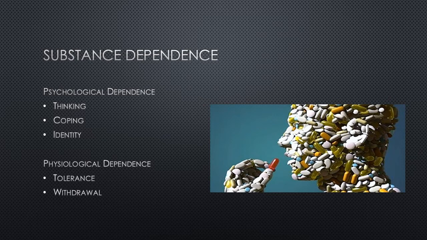Cernick talks about this as rebounding or overshooting. You get the opposite effect of the substance in withdrawal. So in the case of a depressant like alcohol, you get the shakes and agitation.